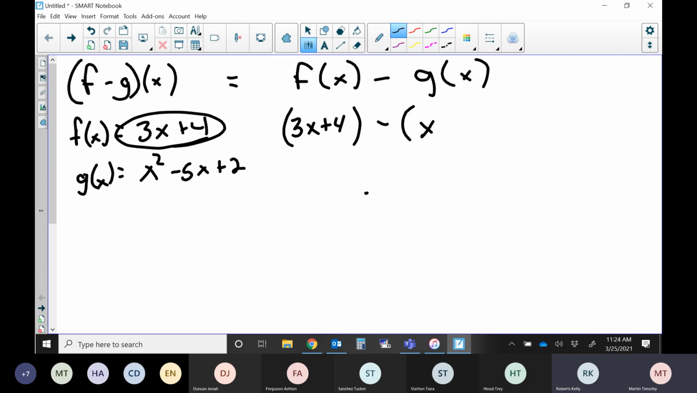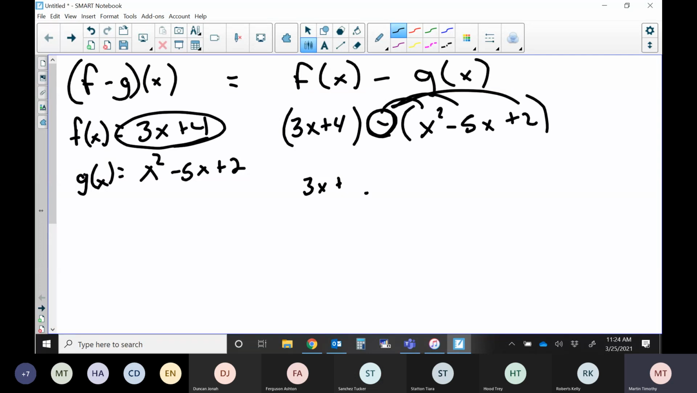The parentheses. Why would the parentheses be very important for me to make sure I put in this one? Because you have to distribute the minus sign. This negative has to be distributed. And if I don't have those parentheses there, I'm not going to do that. So this actually turns into 3x plus 4 minus x squared plus 5x and minus 2.